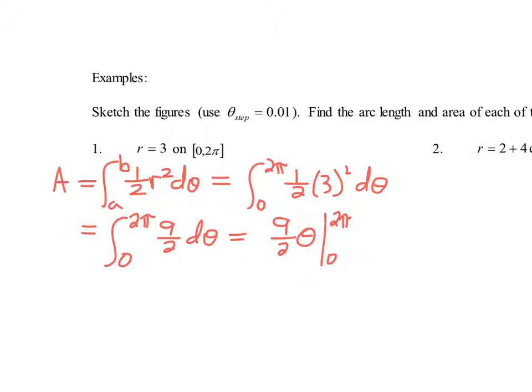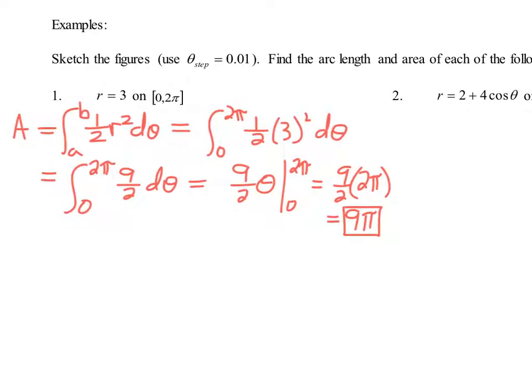All right, so I know I have to plug into 2 pi first, then the 0, but I know if I plug into 0, it's going to give me nothing useful. So 9/2 times 2 pi would give us 9 pi. Nine halves times 2 pi gives us 9 pi. So if I tell you, again, that this is a circle with a radius of 3, and the formula for the area of a circle is pi r squared, you should have been expecting 9 pi to begin with.